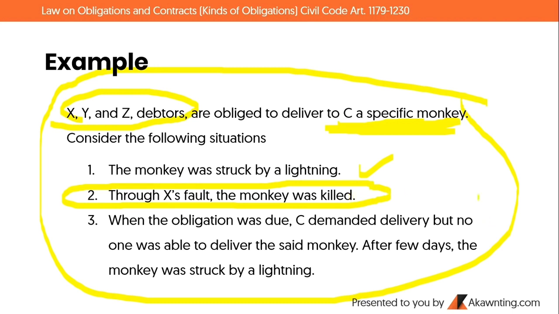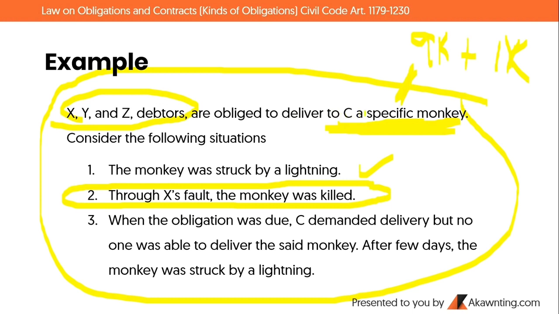Pero this time, okay, number 2, tingnan natin. Through X fault, the monkey was killed. Okay? So, yung obligation nila, which is an indivisible obligation to give a specific monkey, makukonvert siya into a monetary obligation. So, let's say 9K yung specific monkey, tapos plus damages na 1K. Okay? Magkano pwedeng singilin ni C? Kay X, that will be yung share ni X from the 9,000, 3,000 plus 1,000. Ganun din kay Y. Okay? Kay Y pero walang 1,000. Siyempre, kasi si X lang yung may fault eh. Okay, so ang masisingil ni C kay Y ay 3,000. At ang masisingil ni C kay Z ay 3,000 din.